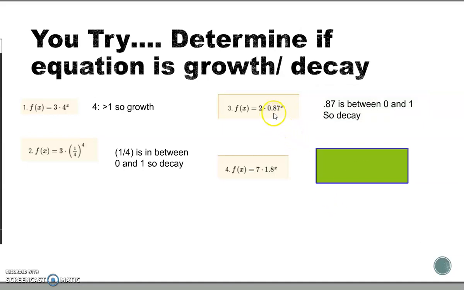This one, your b value 0.87, again, is between 0 and 1, so it's a decay. And lastly, 1.8, our b value is larger than 1, so it's a growth function. So you need to know when a function is a growth and when it is a decay.